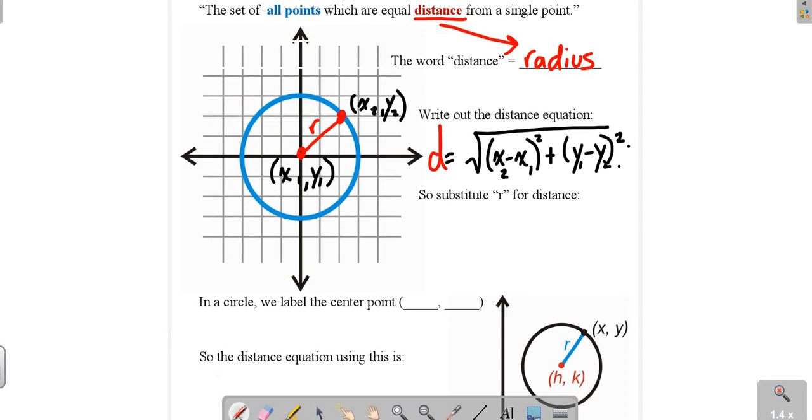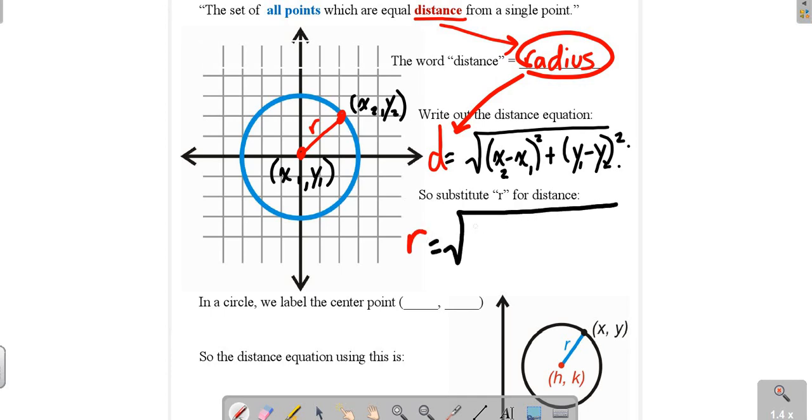So we just associated the word radius with distance. So we're going to rewrite distance, but instead of distance, we're going to write radius. Radius equals giant square root, subtract the x's, squared, plus subtract the y's, squared. You want to copy it just like this.